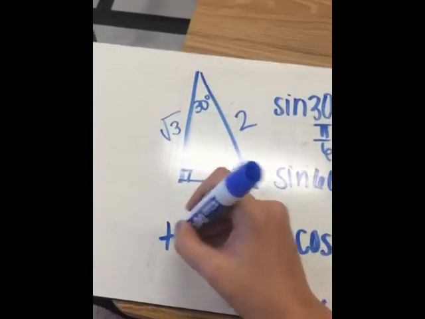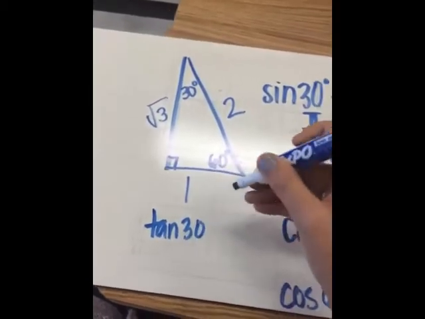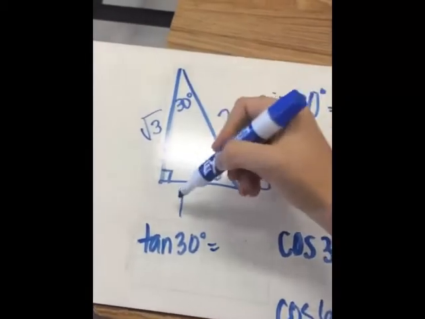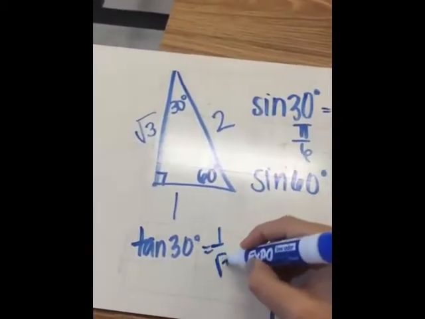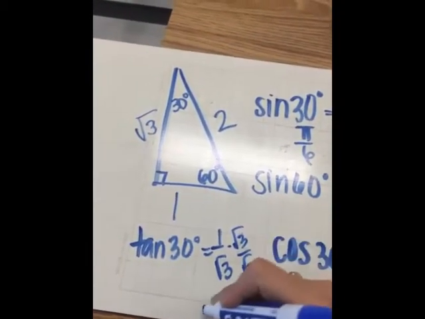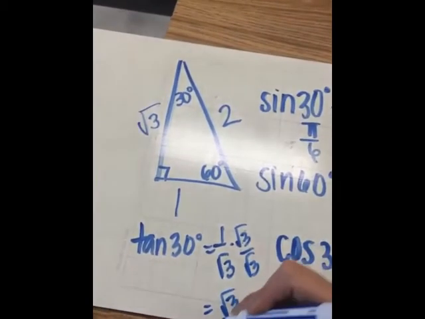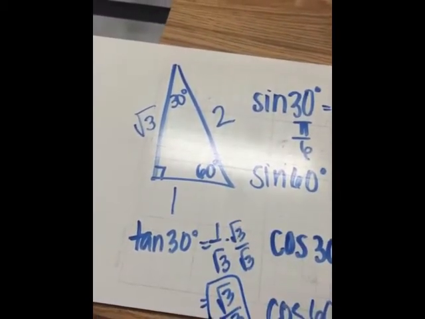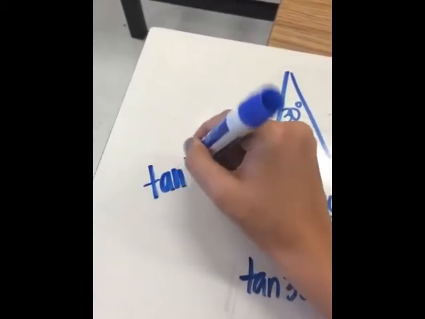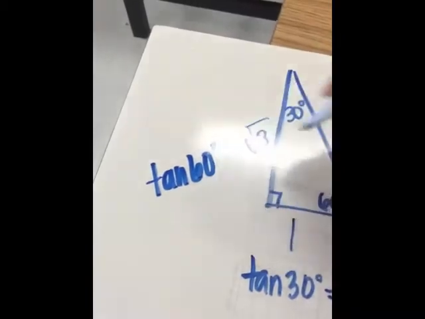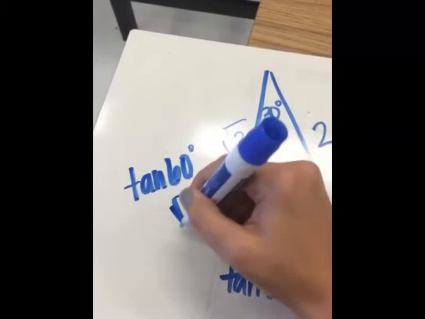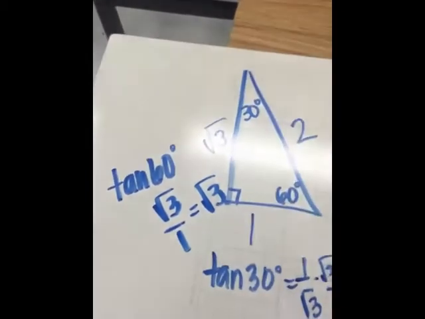And finally, tangent of 30 would be opposite over adjacent, 1 over root 3, but you can't leave a radical in your denominator, so you're going to have to rationalize it. That gives you root 3 over 3. And then finally, tangent of 60 would be opposite over adjacent, which would be root 3 over 1, which is just root 3.